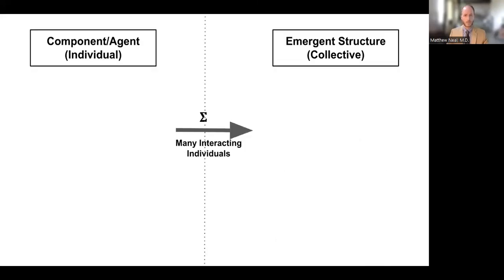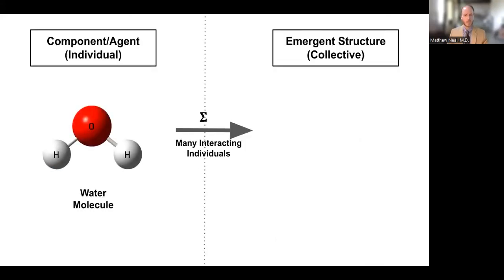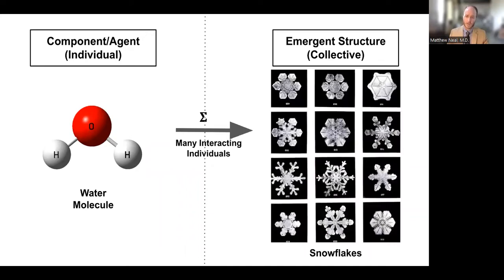So to give some more concrete examples, on the one hand, we've got a component, the individual agent is a water molecule. And when many of these start to interact together, you get the emergent structure of a snowflake. And looking at a molecule of water, if you didn't know that snowflakes existed, it would be really hard to predict that under the right conditions, they would form.